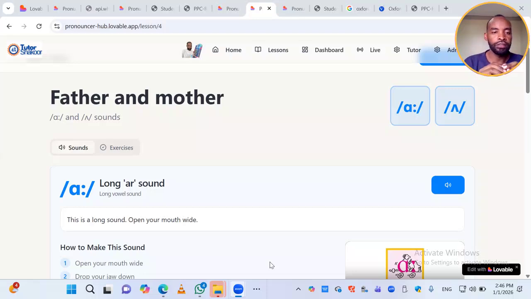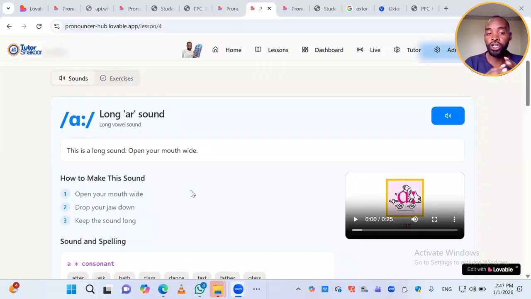Father and mother. Father has the sound ah, and mother has the sound uh. These are two vowel sounds. One of them is very long, which is father, and the other one is short, mother. Now let's look at the long sound first.